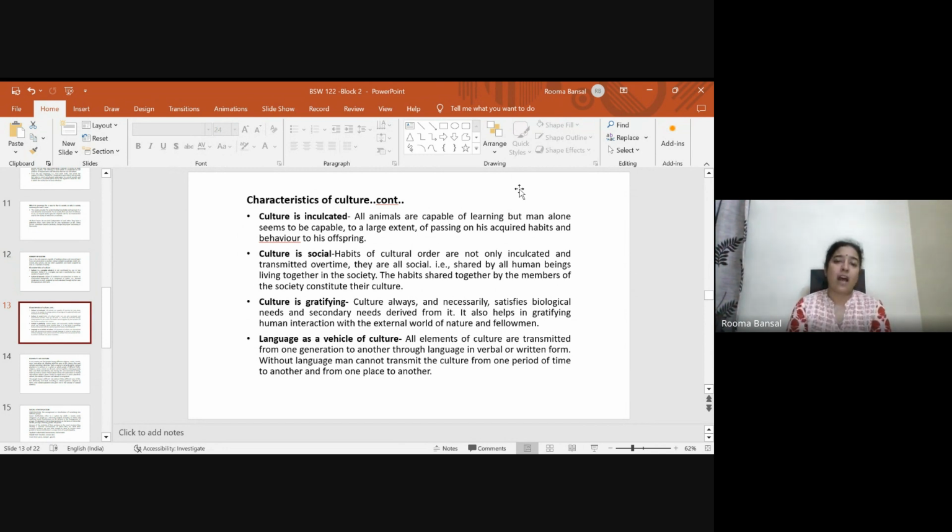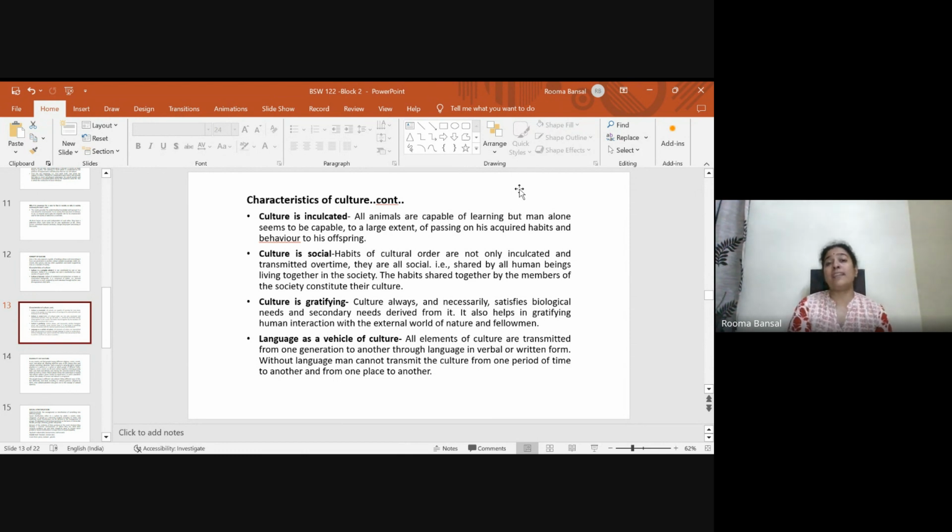Culture is social. Habits of cultural order are not only inculcated and transmitted over time, they are also social, shared by all human beings living together in the society. The habits shared together by the members of the society constitute their culture. It means everything we are getting from our family or experiencing in our life, this is not only culture. Culture is a very social thing. It means if you have the habit of sharing, by the help of this habit only, you are able to live in the society.